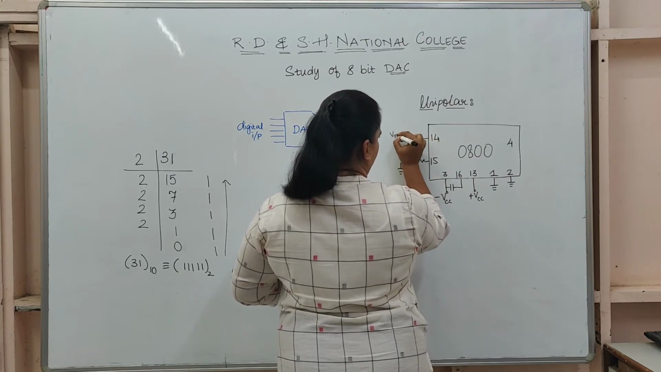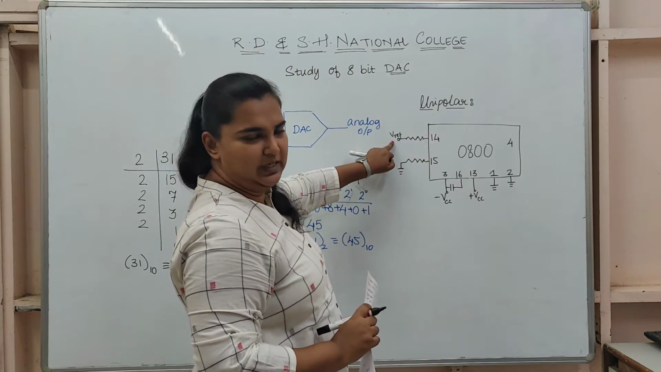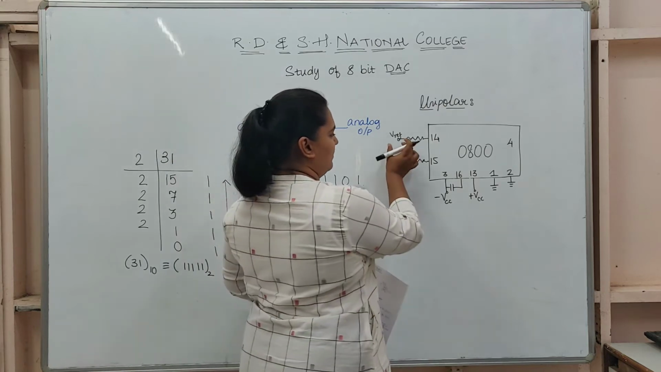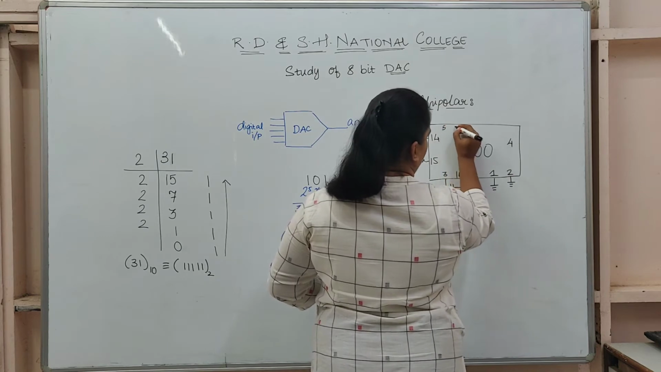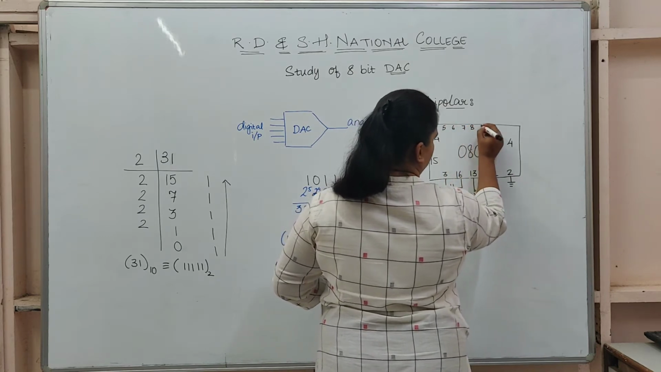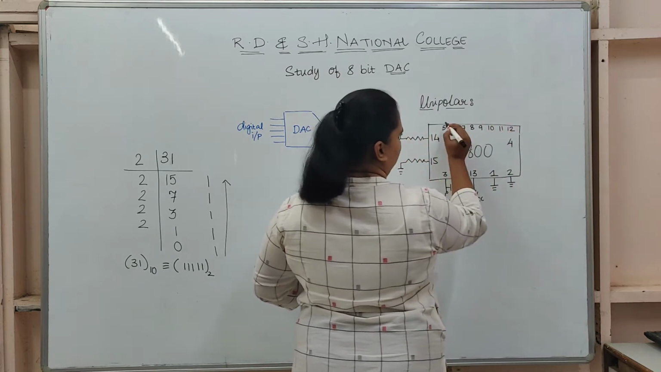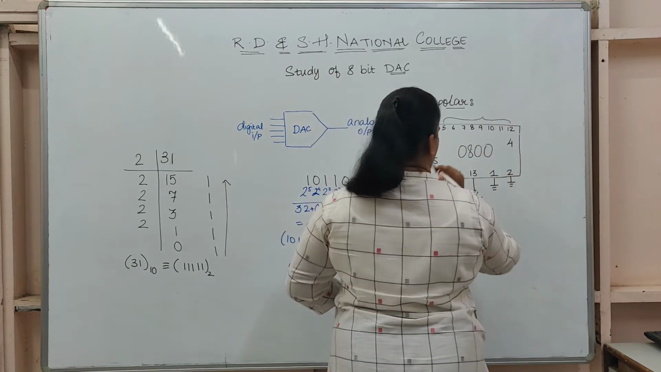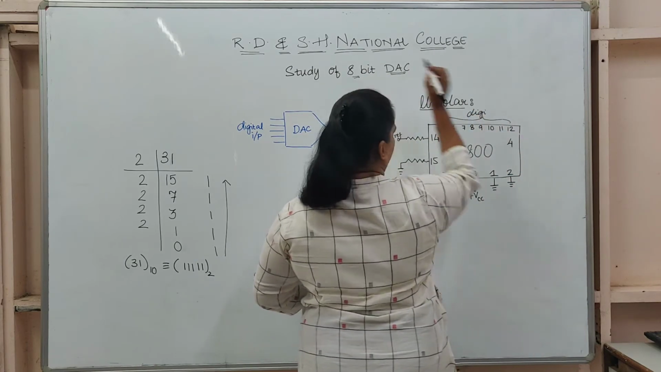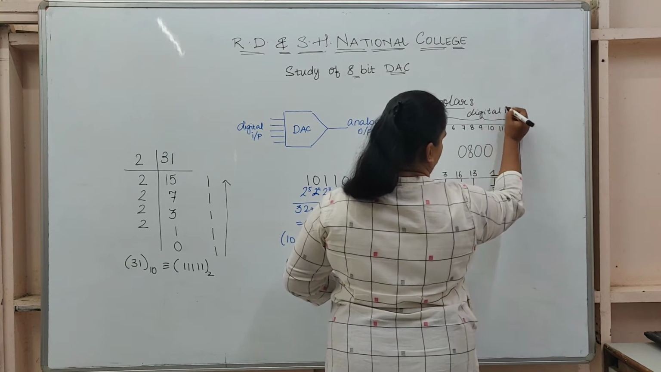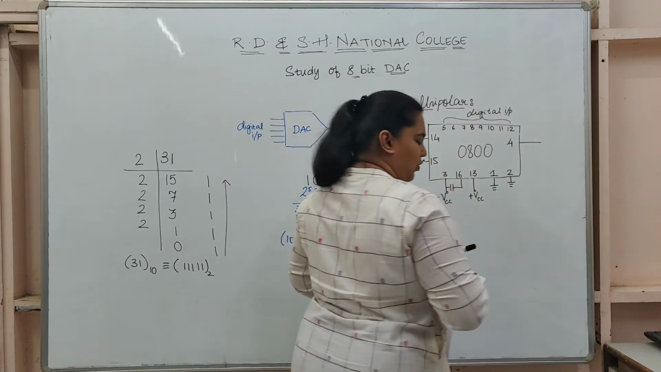Vref is nothing but your reference voltage. This is the highest output voltage you can obtain using the DAC. So whatever is your Vref, that will be the highest voltage you get. Pin number 5, 6, 7, 8, 9, 10, 11 and 12 - these 8 bits are your digital inputs. Since I have already stated it's an 8-bit DAC, we have 8 digital inputs. And pin number 4 is your output.